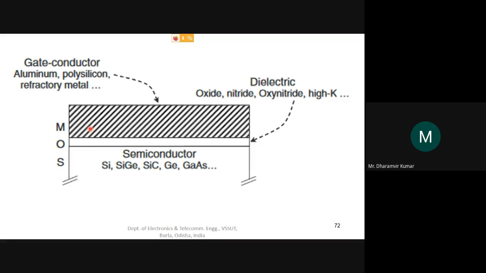And it is this MOS capacitive effect that plays heavily in the conductivity of the channel that exists between source and drain. And we will see how this capacitive effect affects the conductivity of the channel.